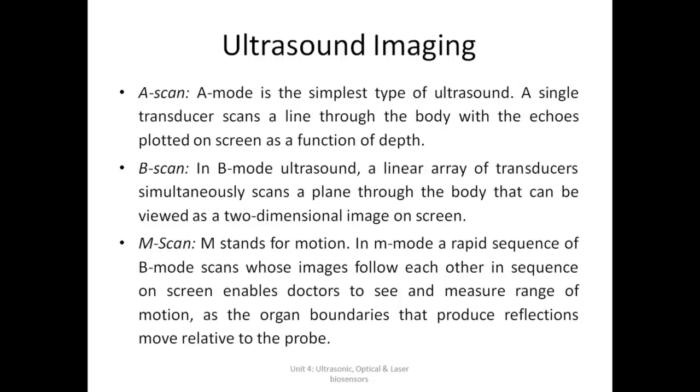When you go to B scan, it is actually a two-dimensional image. In B scan mode ultrasound, an array of transducers simultaneously scans a plane through the body that can be viewed as a two-dimensional image on the screen. Over there we had a single transducer in a single line, just for point detection. But in B scan, we have an array of transducers simultaneously scanning a lot of angles in your body, and when all the signals are combined together, a two-dimensional image is formed on the screen.